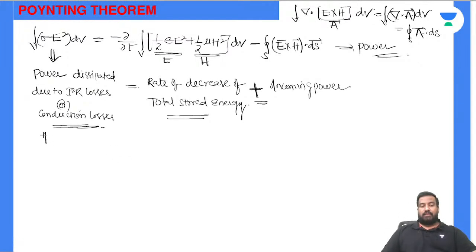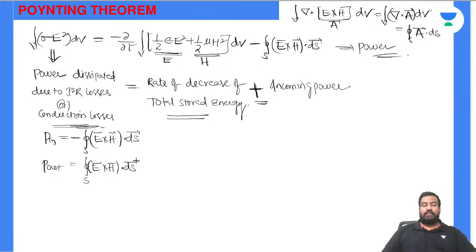So from this, incoming power is minus the surface integral of E cross H dot ds. The outgoing power is the positive surface integral of E cross H dot ds.